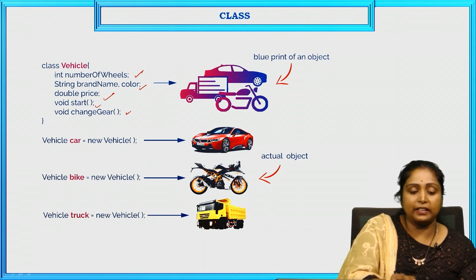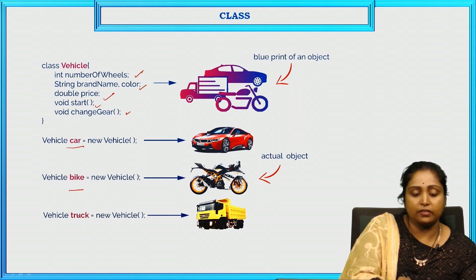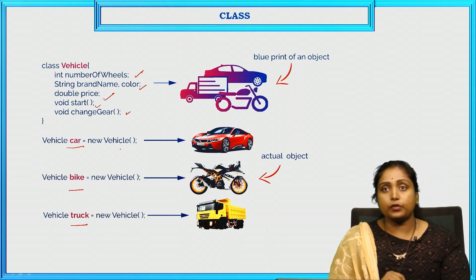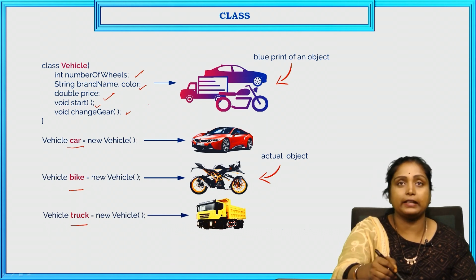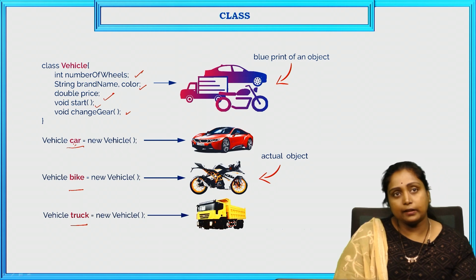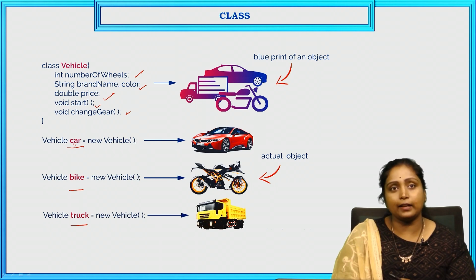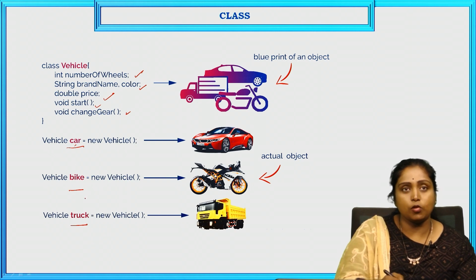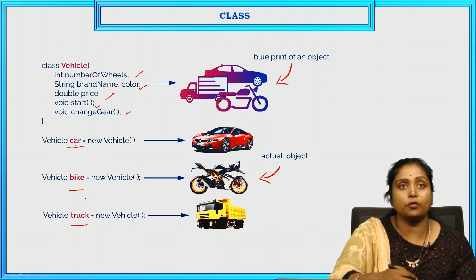So I am creating particular objects. What are these objects? Vehicle car equals new Vehicle. So this is a way of creating objects, and this is a way of creating a class. Okay. So car is an object. Car is a vehicle, right? Bike is also a vehicle, right? And truck is also a vehicle, right? So I am creating new objects. These are the objects. This is the blueprint of those vehicles.